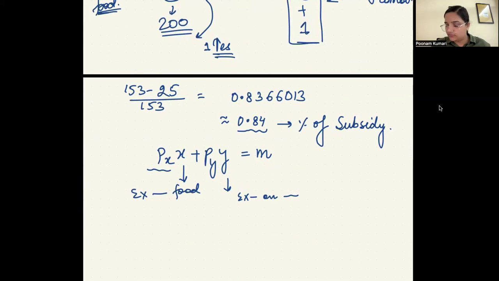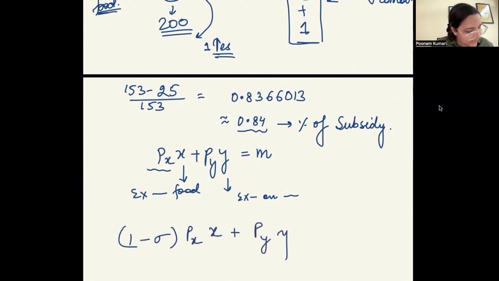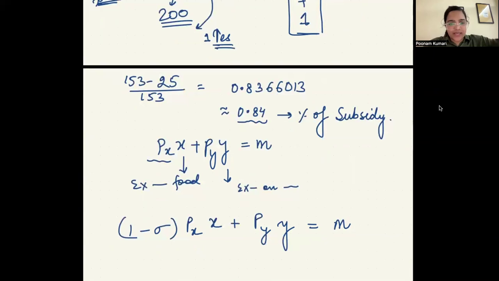Price minus subsidy. So it will be (1 minus sigma) px times x plus py times y is equal to m. That is what it is. So now we are looking at this mathematically too. In this case, what was my situation if there would be no subsidy, nothing?